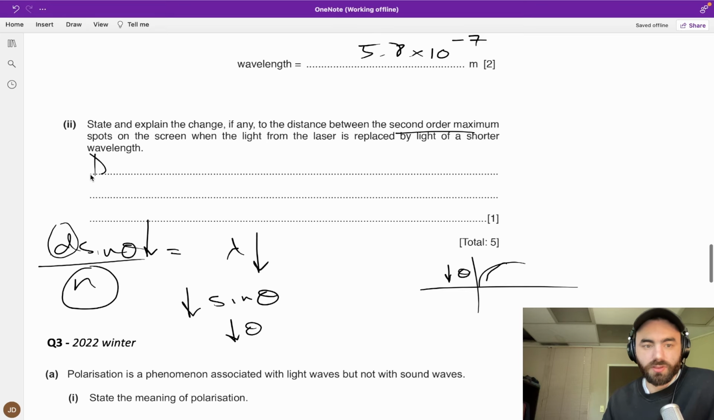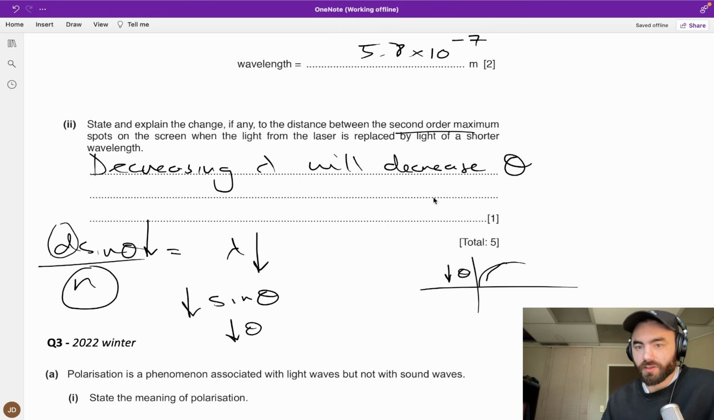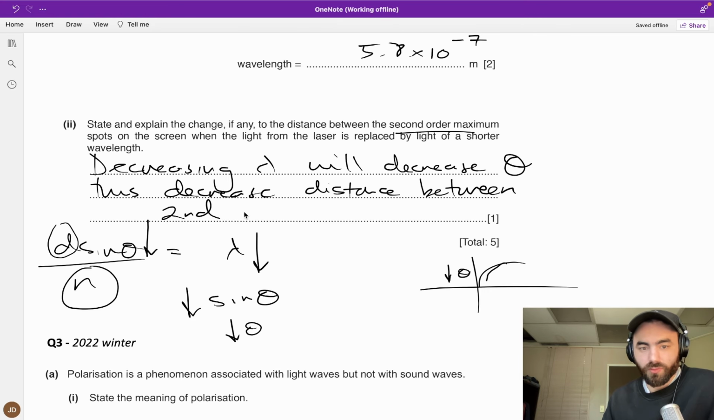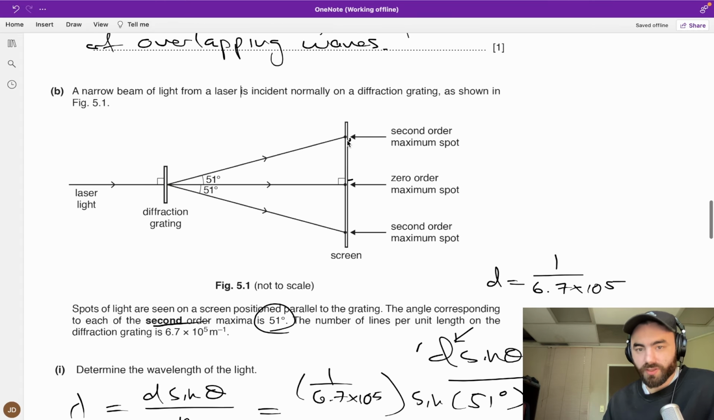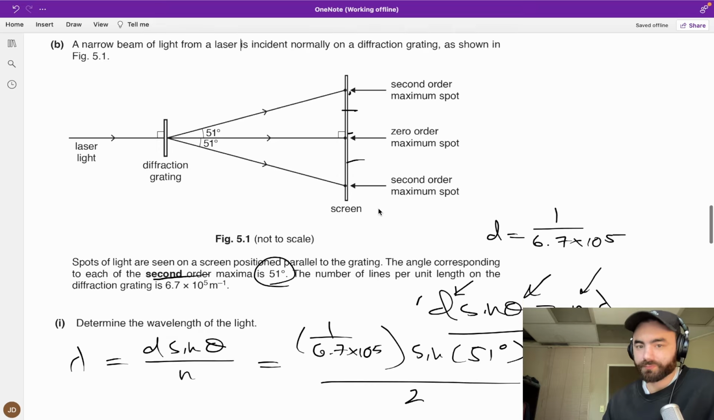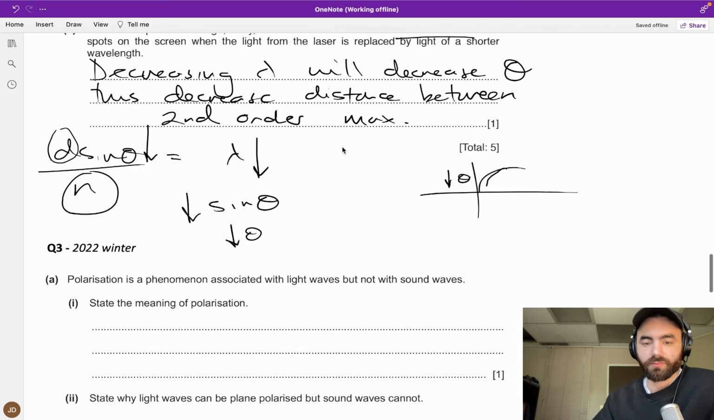So decreasing wavelength will decrease theta, thus decrease the distance between second order maxima. Decrease this angle, well, these things are going to get closer. It's a shorter distance. Cool.